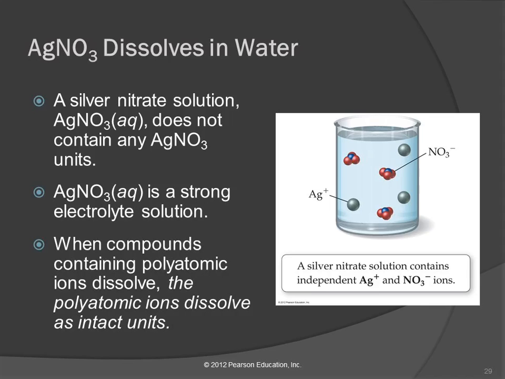Okay? So when we looked at nomenclature, we identified that there were two ions. And when that dissolves in water, it dissolves into the two ions. There are compounds that have more than two ions, but we're not going to talk about them in this class. Okay? So everything we're going to encounter, two ions. So you've got the positive ion and the negative ion. So the silver nitrate, you get silver ions and nitrate ions. The polyatomic ions dissolve as intact units.